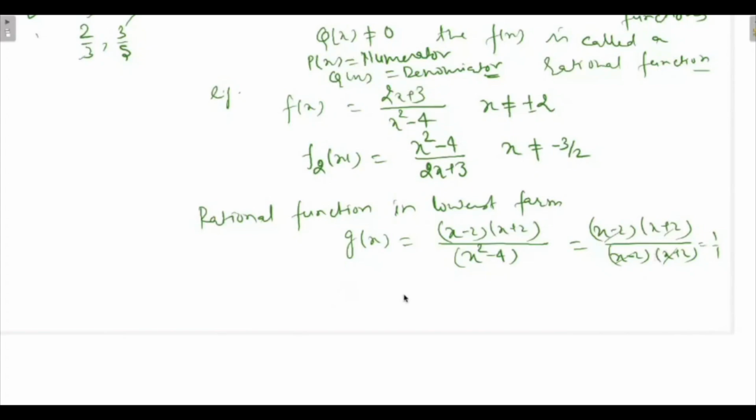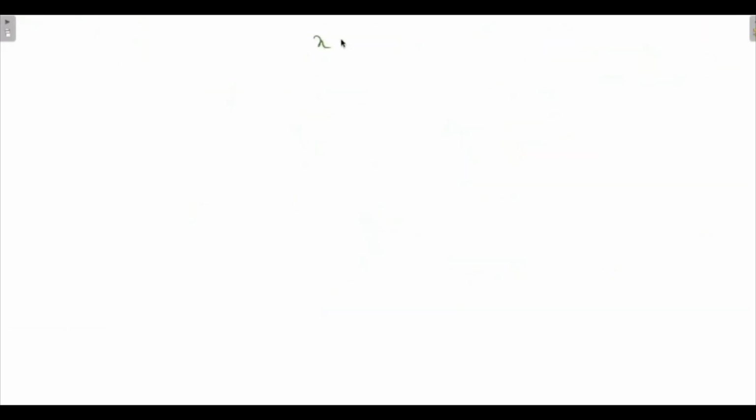For example, if I'm just saying 2x + 3, right? This one I can write as (2x + 3) by 1. So this is also a rational function. Any polynomial function can be written as a rational function itself. So 2x + 3 is also equal to (2x + 3)/1. But here, let's put another better example for lowest form. For example, say I have (x + 2) whole square, and then I have x − 2 times, so I've got x² − 4 like this.